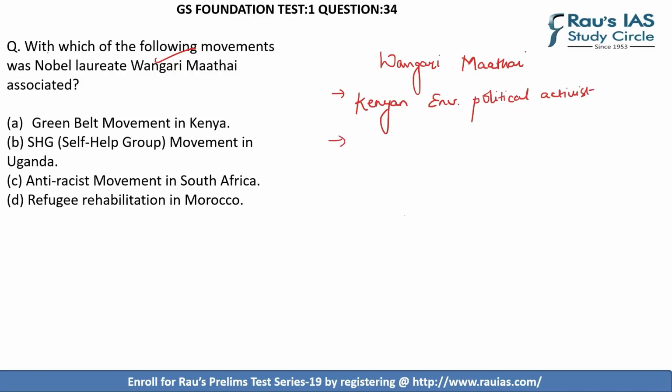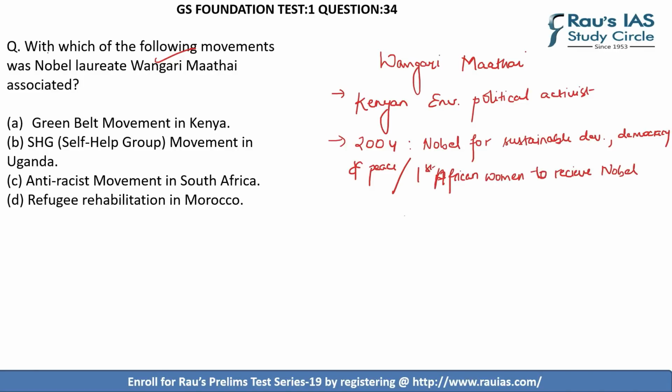She was awarded the Nobel Prize in 2004 for her contributions to sustainable development, democracy and peace. With this achievement, she became the first African woman to receive a Nobel Prize, so this fact should also be remembered. Now, in light of this information, let us come back to our question.